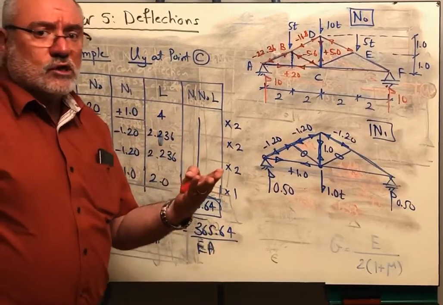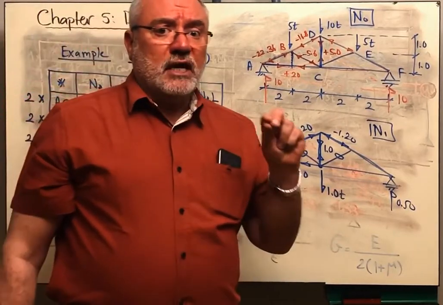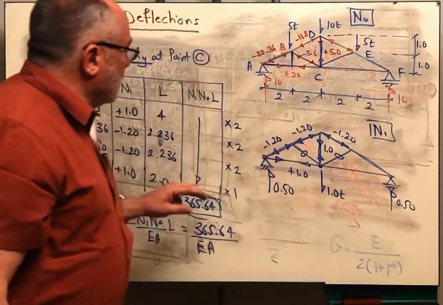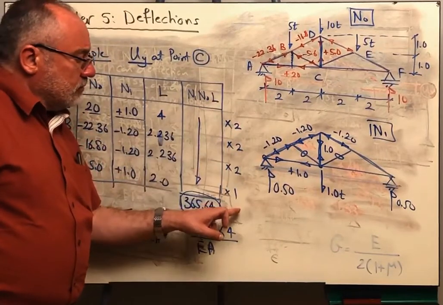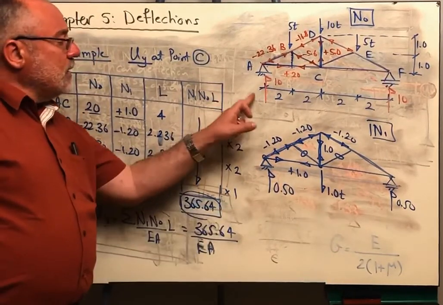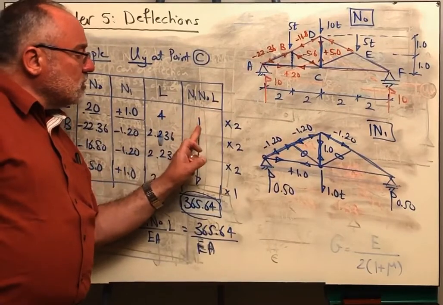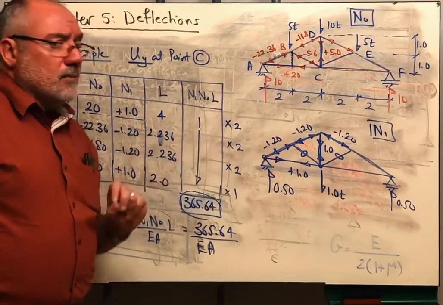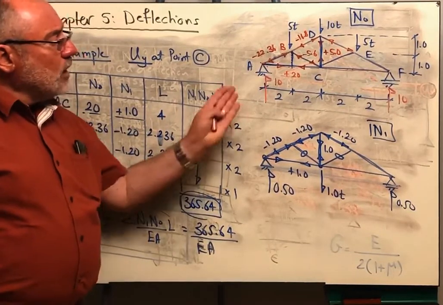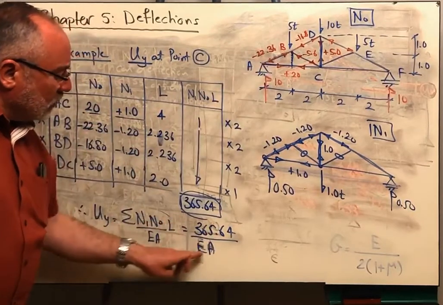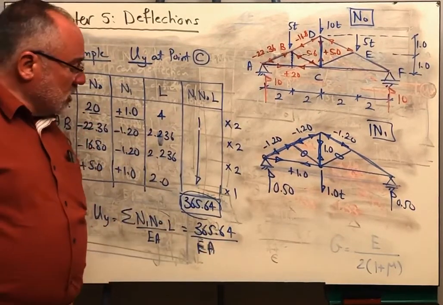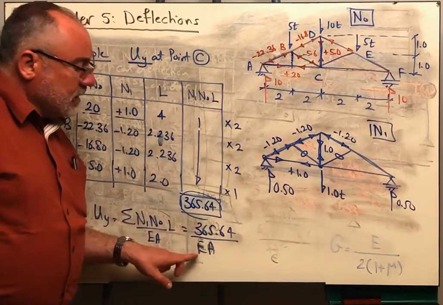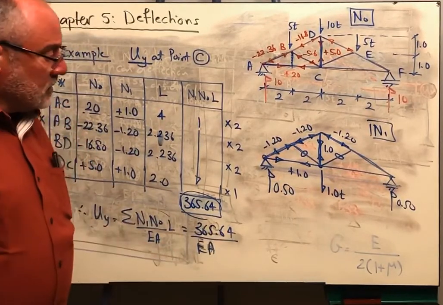If he gave you in the question the magnitude of EA and it is different for each member, you will have to include here in the table the magnitude of EA, and you will have to divide this product by the magnitude of EA. Otherwise, if it is constant, you can take it outside the summation as we did here, and the final answer can be in terms of EA, as you can see.